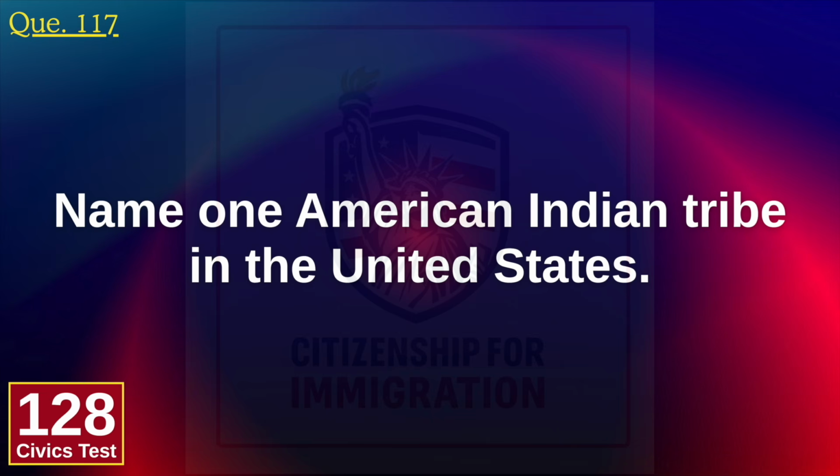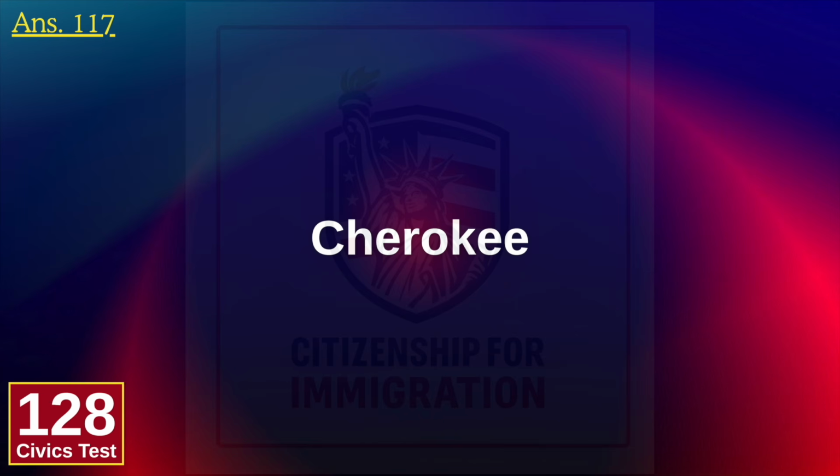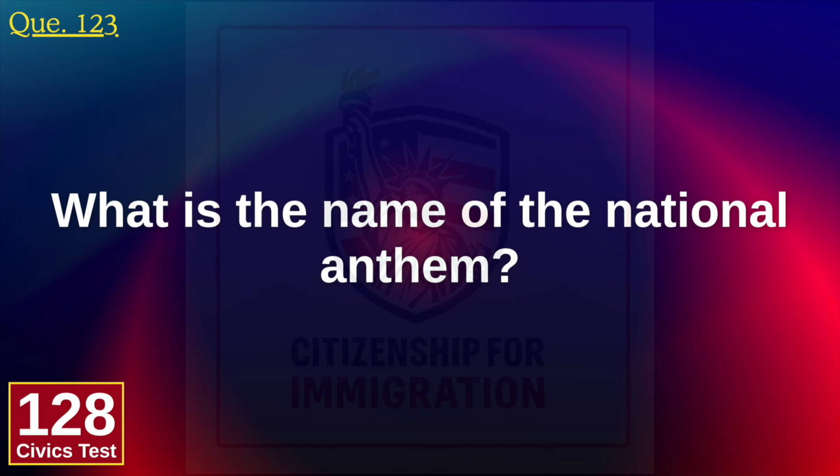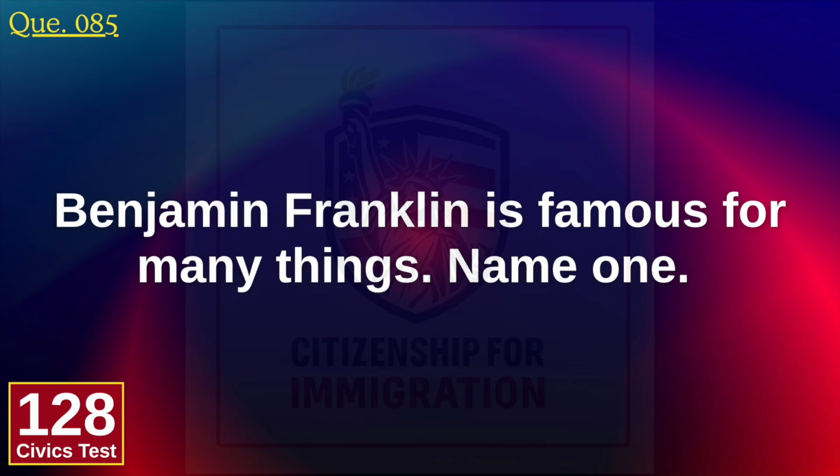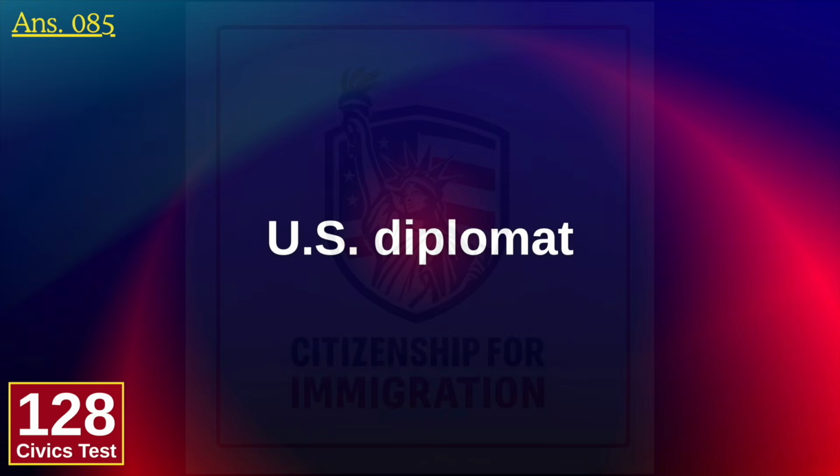Name one American Indian tribe in the United States. Cherokee. What is the name of the national anthem? The Star-Spangled Banner. Benjamin Franklin is famous for many things. Name one. U.S. diplomat.